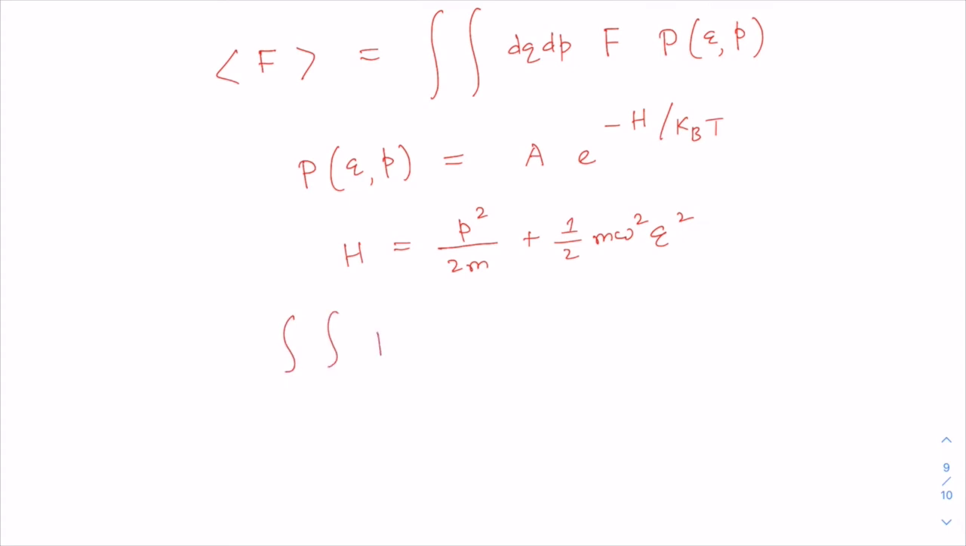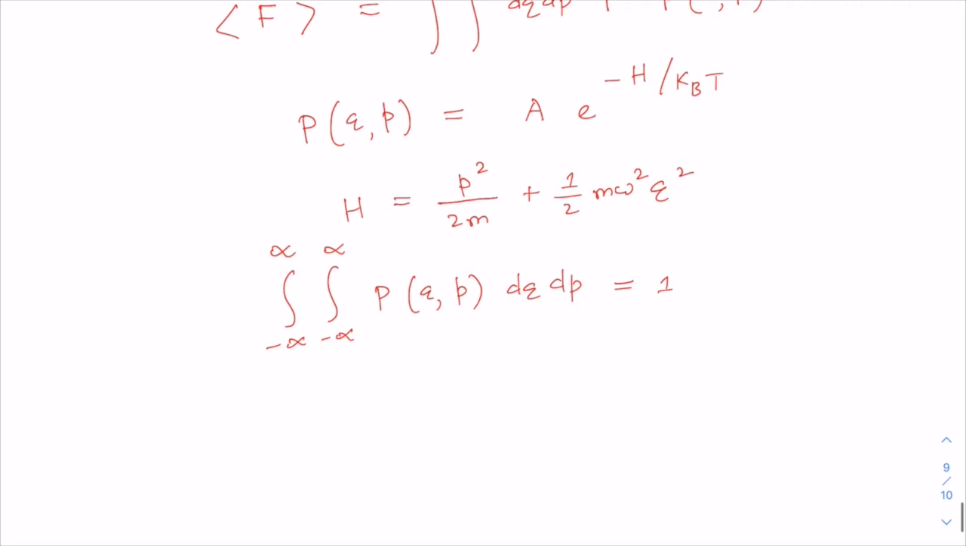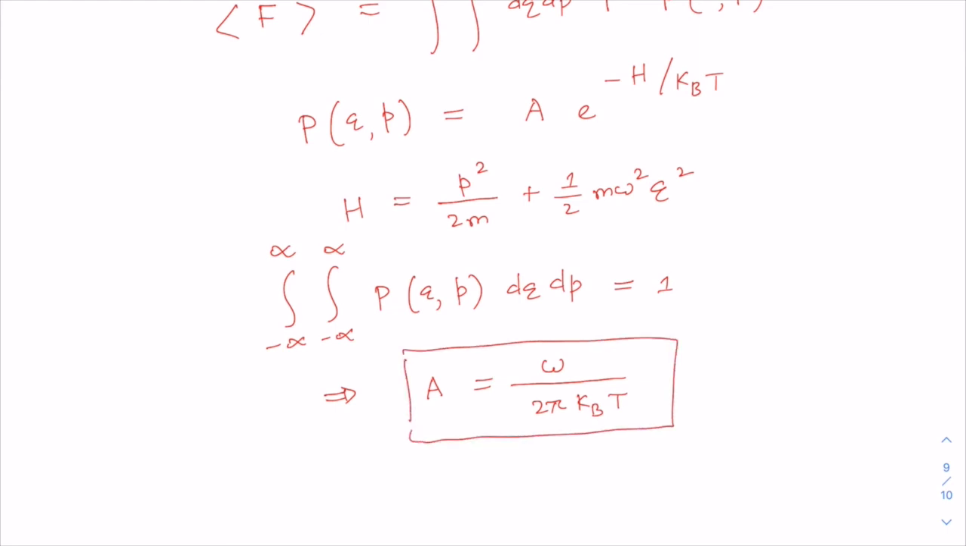If you integrate this probability over the whole phase space, this integration must give you 1, because the total probability must be equal to 1 when you integrate it over the whole phase space. Using this, you can find out this constant A, and it is very easy, just use the Gaussian integral formula. Then you will get it as omega by 2 pi kBT, and we are going to use this later on, as you will see.